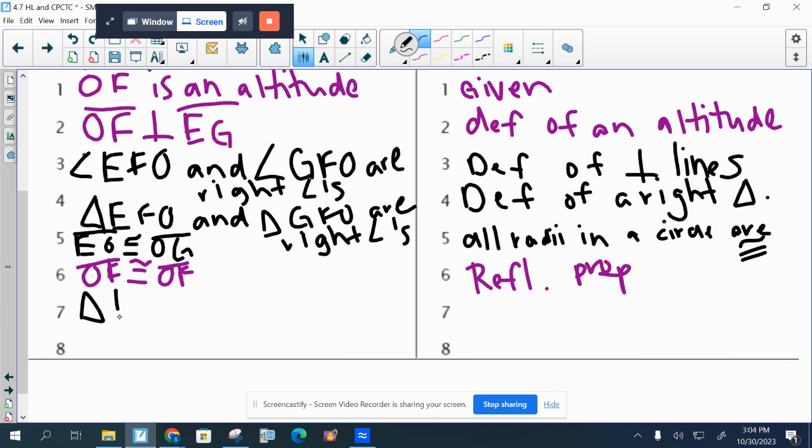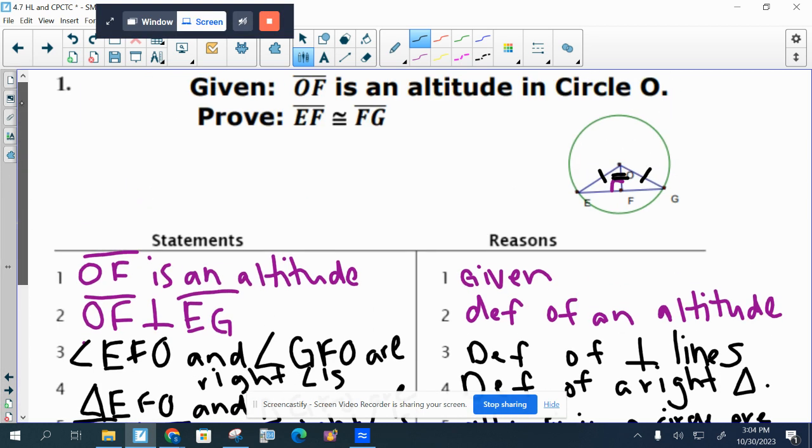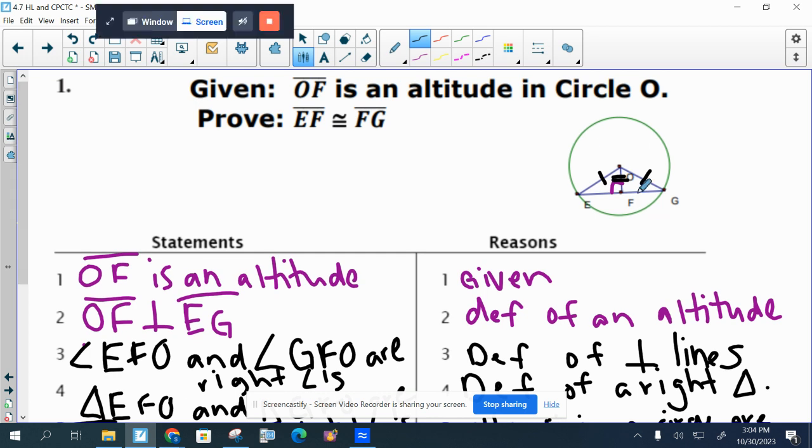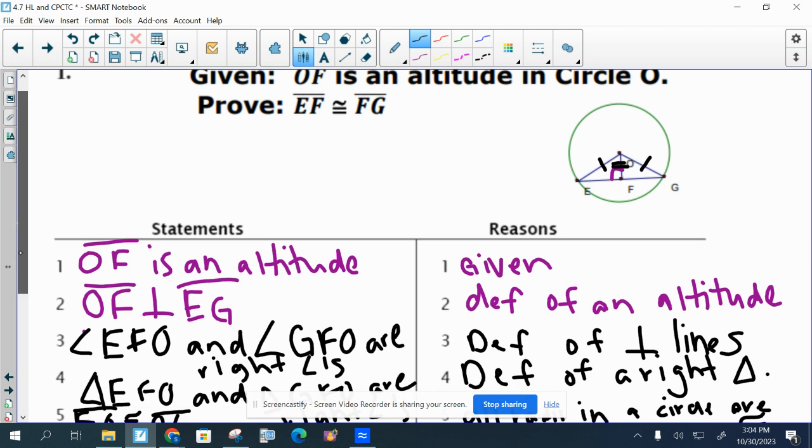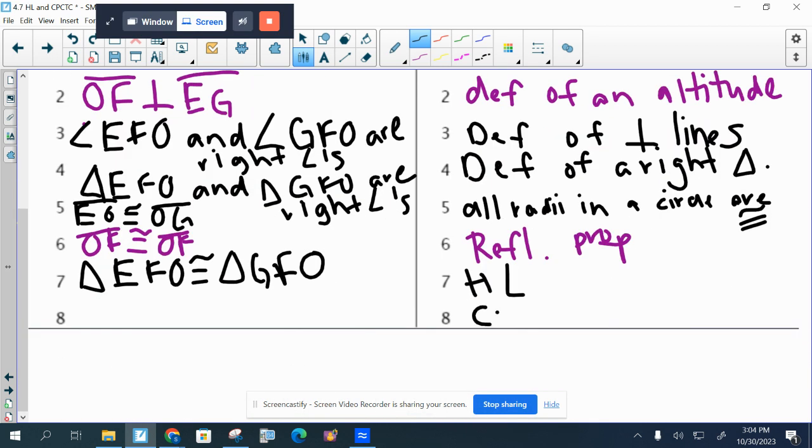You notice we're not at the last step yet. So this is not what we're trying to prove. But we need to prove that the triangles are congruent in order to prove that EF and FG are congruent. Because we can't say that they are yet, because you don't know that your altitude is a bisector. But now if we know that the two triangles are congruent, then we're going to use CPCTC, which means corresponding parts of congruent triangles are congruent, which we will say on the next page.